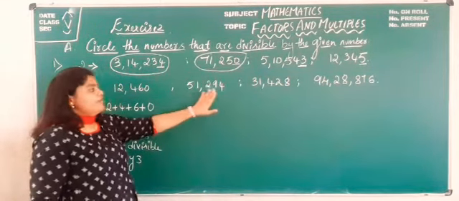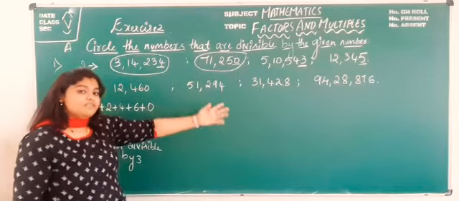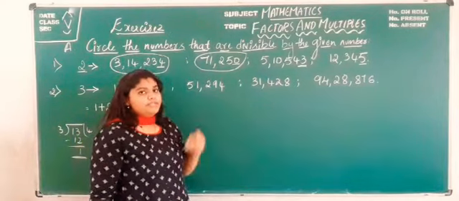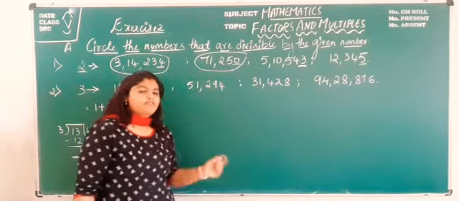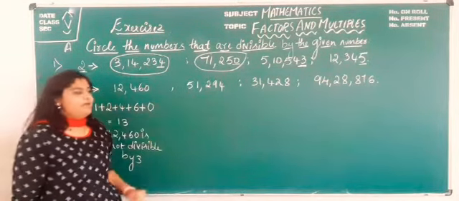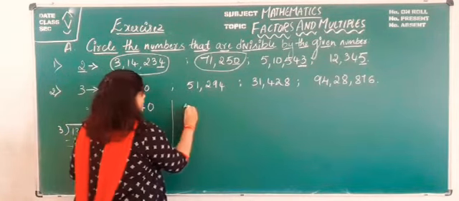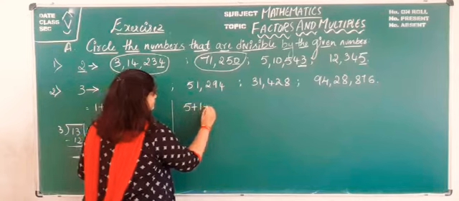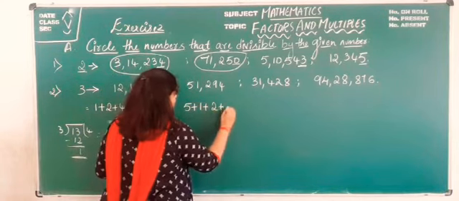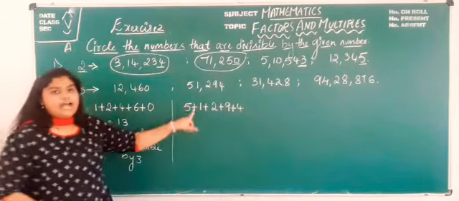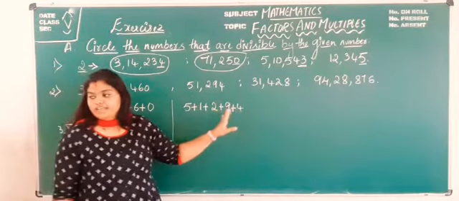Next we have 51,294. So now we have to check whether the given number is divisible by 3 or not. So we know the rule: the sum of all the digits should be divisible by 3. Therefore the given number will be divisible by 3. So we shall start adding the numbers: 5 plus 1 plus 2 plus 9 plus 4. So we are adding all the digits in the given number.